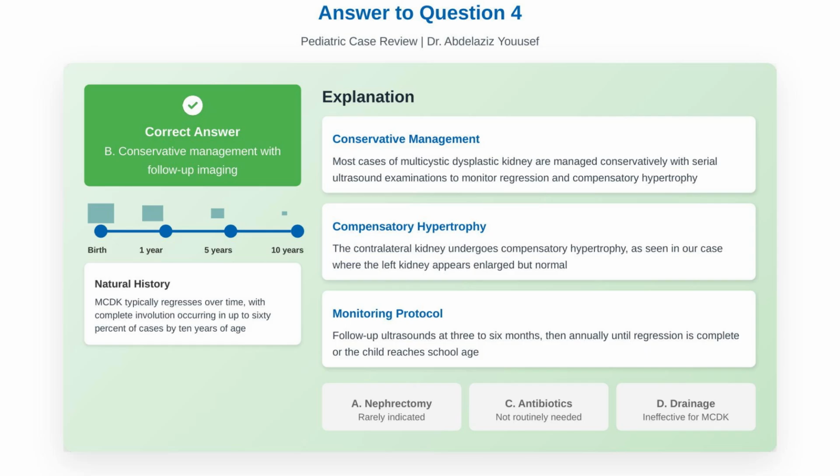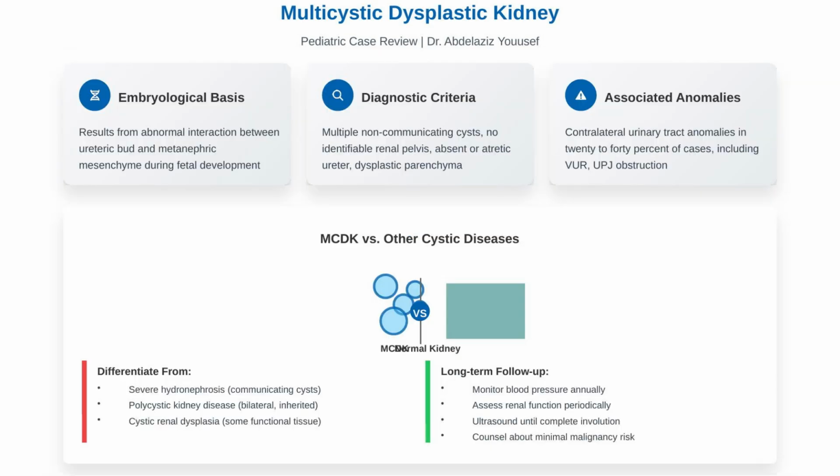Immediate nephrectomy is rarely indicated and reserved for complications such as hypertension, infection, or malignant transformation. Antibiotic prophylaxis is not routinely needed, and percutaneous drainage is ineffective as the cysts are non-communicating. Multicystic dysplastic kidney results from abnormal interaction between the ureteric bud and metanephric mesenchyme during fetal development. The diagnostic criteria include multiple non-communicating cysts, no identifiable renal pelvis, absent or atretic ureter, and dysplastic parenchyma.